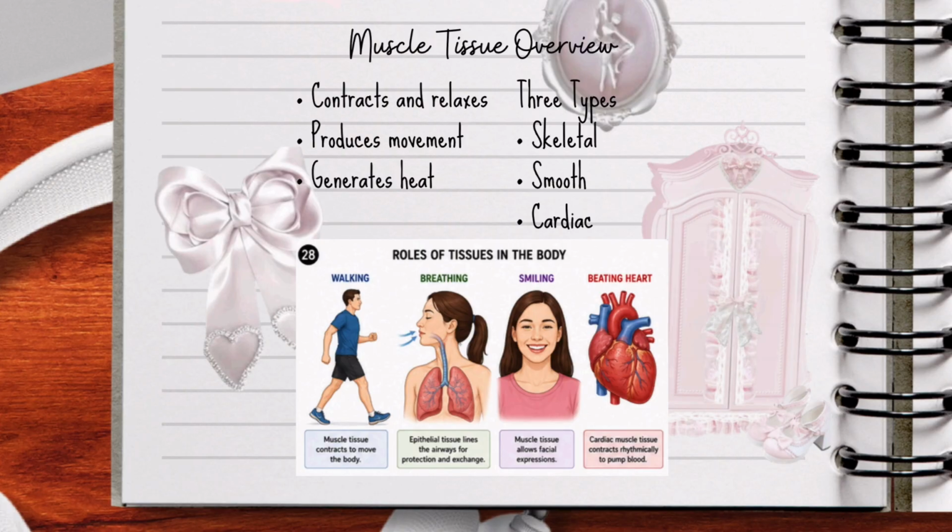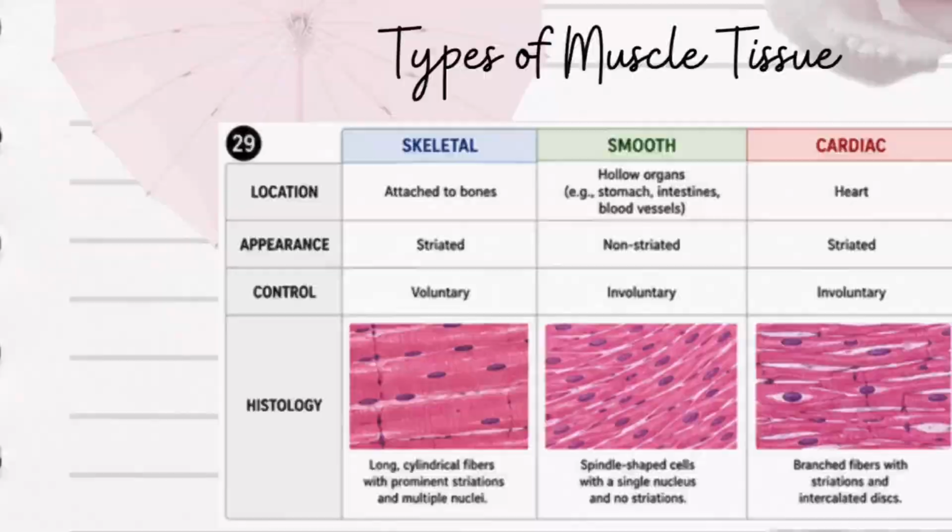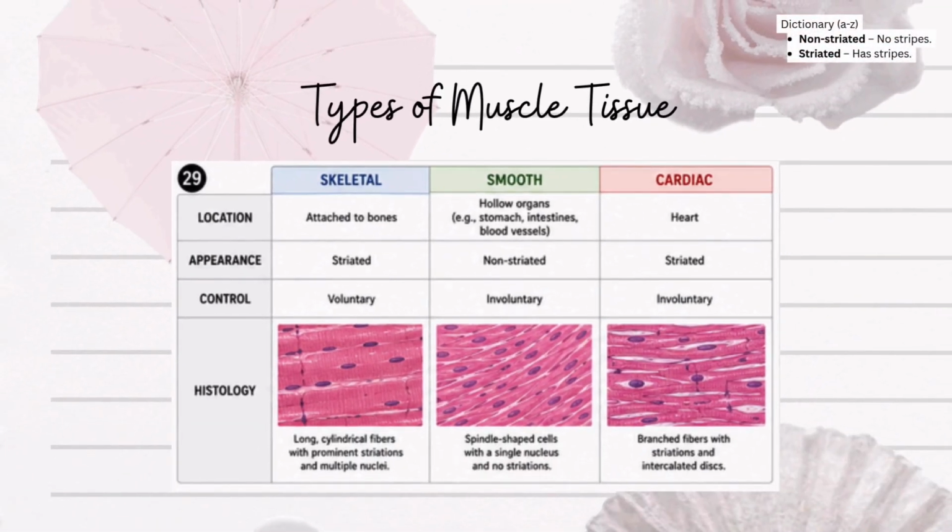The defining feature of muscle tissue is its ability to contract and relax, producing force that creates movements. This process also generates heat, helping maintain a stable body temperature. There are 3 types of muscle tissue, each adapted for a specific role in the body. Let's compare them. The first type is skeletal muscle, attached to bones by tendons. It allows us to perform voluntary movements such as walking, riding, and lifting objects. Under the microscope, it appears striated, meaning it has visible light and dark bands.